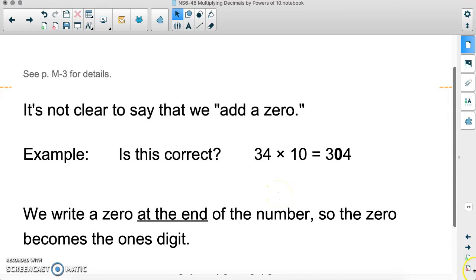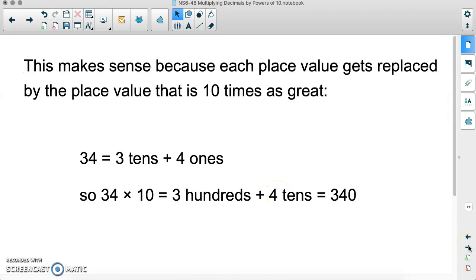ones digit. So this makes sense because each place value gets replaced by the place value that is 10 times as great. So 34 is the same as saying 3 tens plus 4 ones. So 34 times 10 would then be 3 hundreds plus 4 tens, which equals 340.